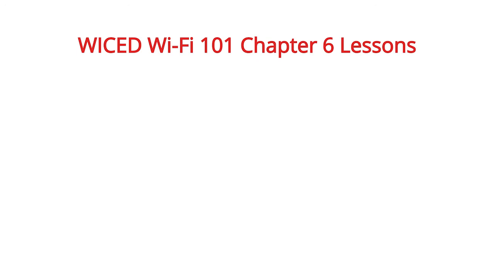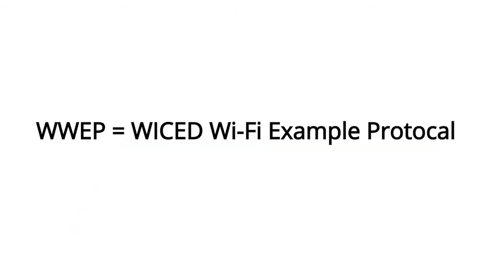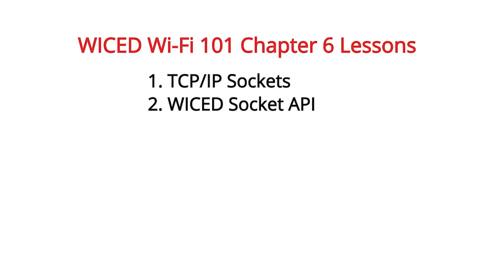The first video in this chapter is about TCP/IP sockets, generally just referred to as sockets, where I will explain the fundamental mechanism of the internet to exchange data. In addition, I will explain a basic protocol that I created to teach sockets called the Wicked Wi-Fi Example Protocol, or WWEP. Then, in video 2, I will explain how to implement my real-world protocol using the Wicked Socket API.